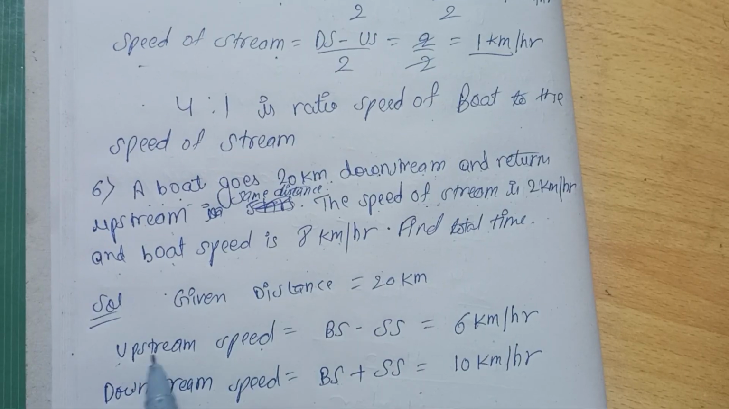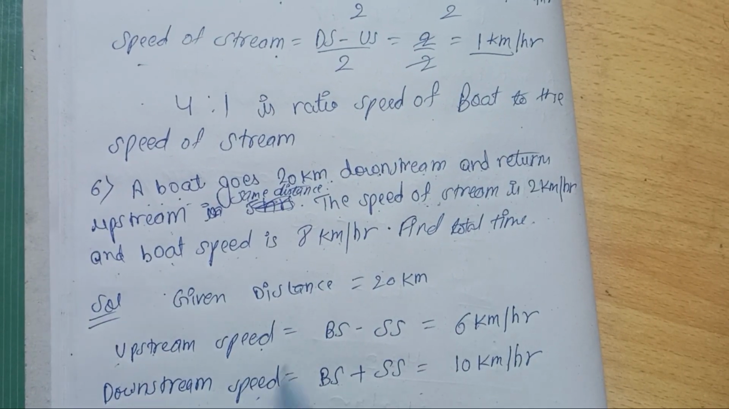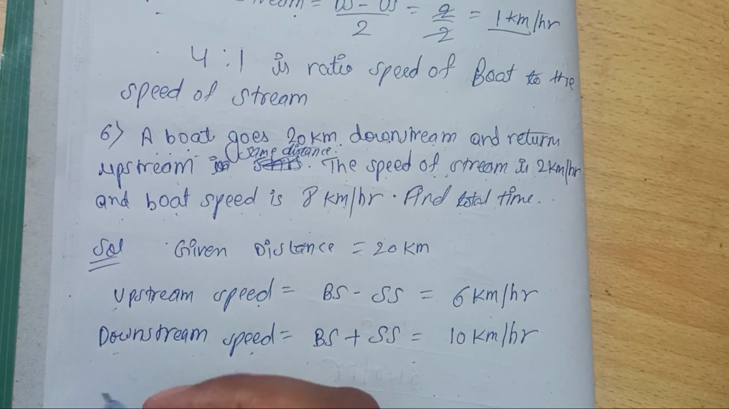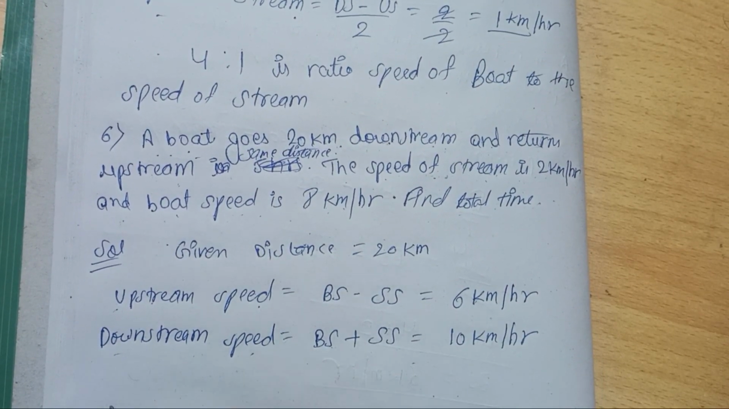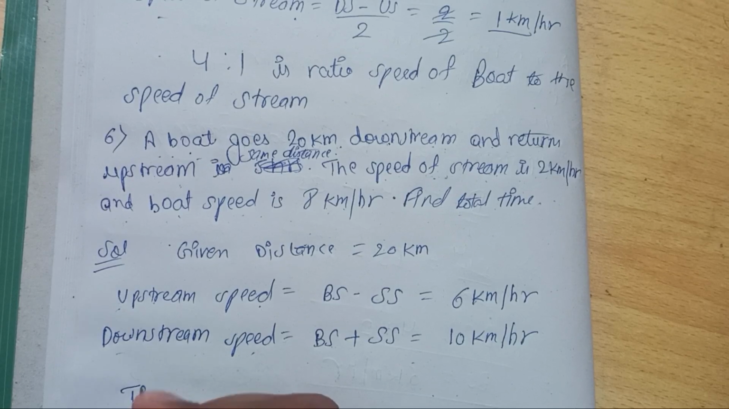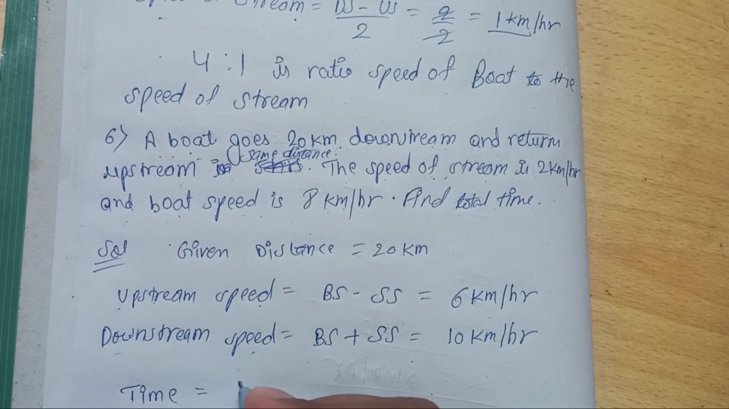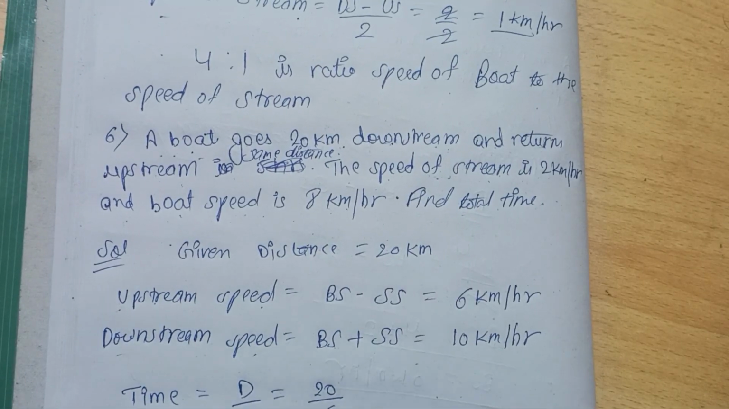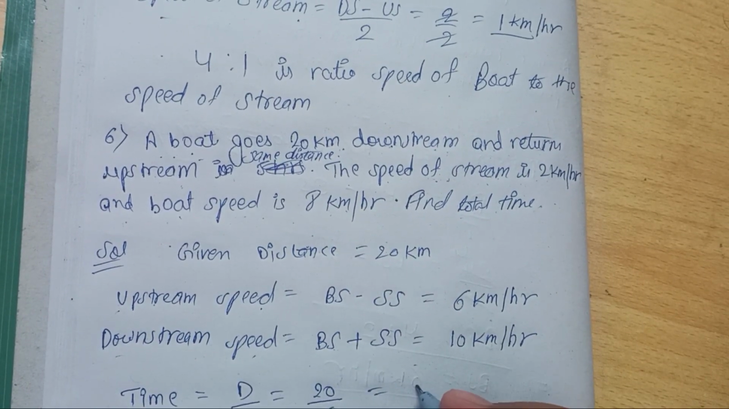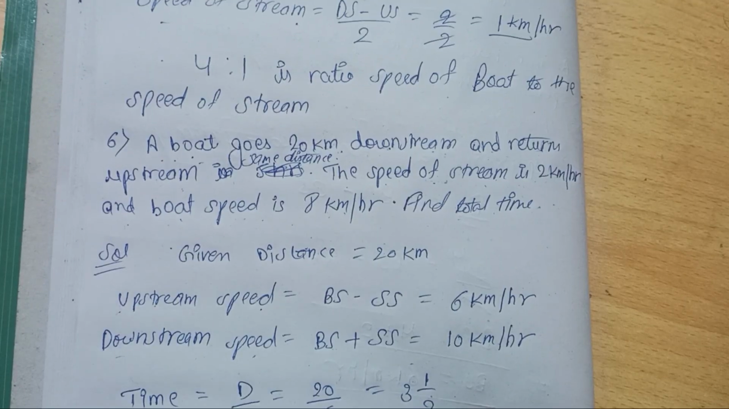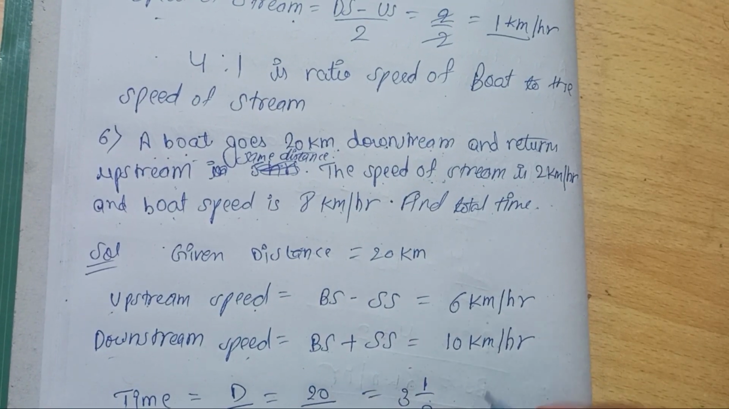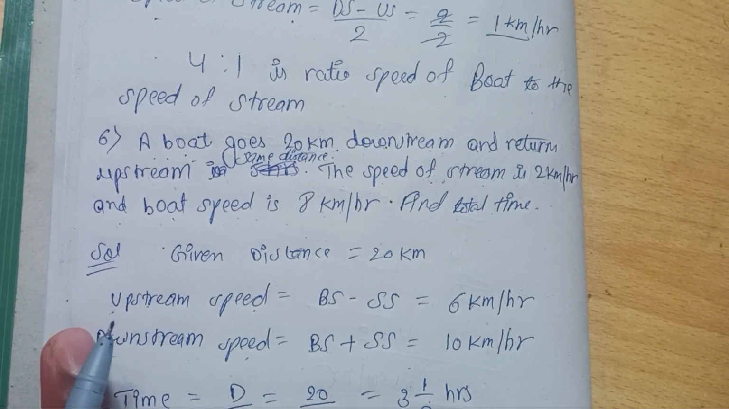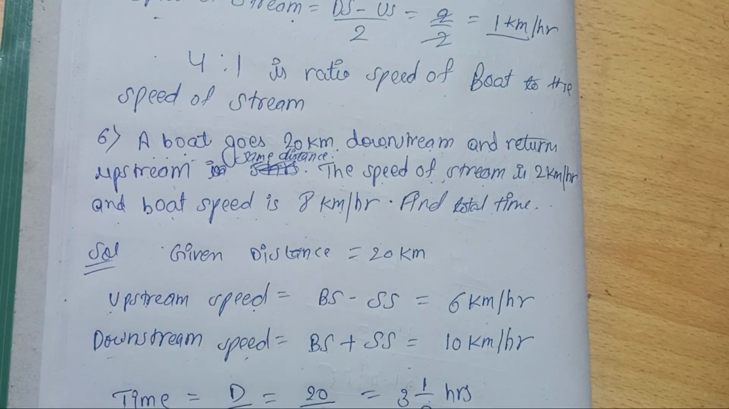Now we have the speed of upstream and distance, speed of downstream and distance, and we will easily calculate the time, which is equal to distance upon speed. So first we will calculate the time for upstream. Time is equal to distance upon speed, which will become 20 by 6, around 3 and 1 by 3 hours. This is the time taken by the boat when it covered the upstream distance of 20 km.